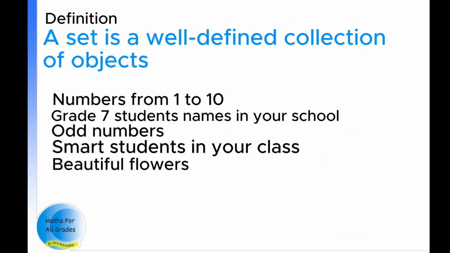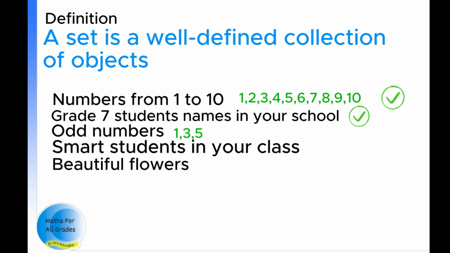Now let's get back to these expressions that I mentioned earlier. Numbers from 1 to 10. What is the answer to this? Yes, we know 1, 2, 3, 4, 5, 6, 7, 8, 9 and 10. So this is a set because it's well defined. Grade 7 students' names in your school. You can get their names from the register and write them down. So it's also a set. Odd numbers. What are odd numbers? 1, 3, 5, 7, 9 and so on. We know odd numbers are the numbers that are not divisible by 2. So it's well defined, therefore this is a set.